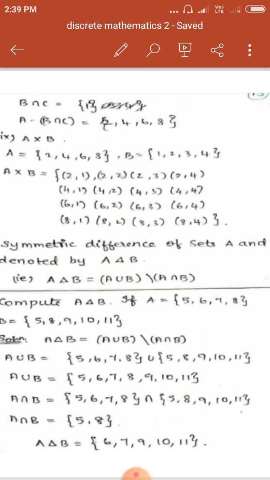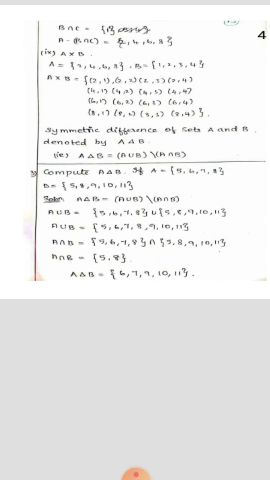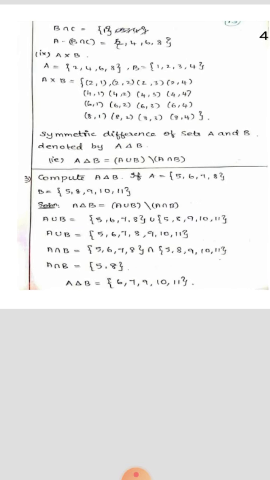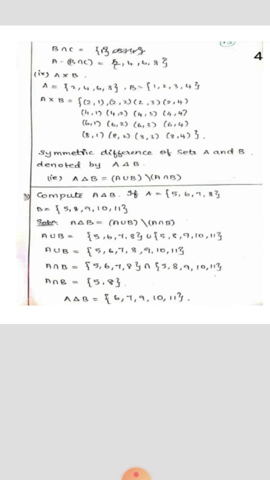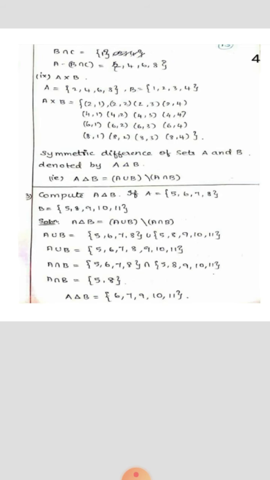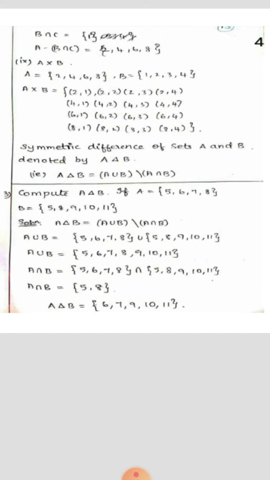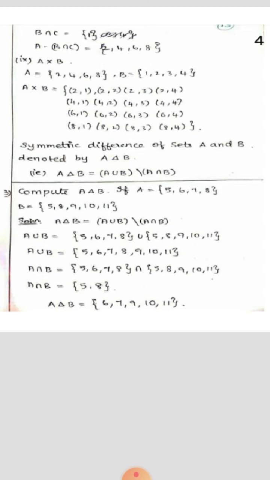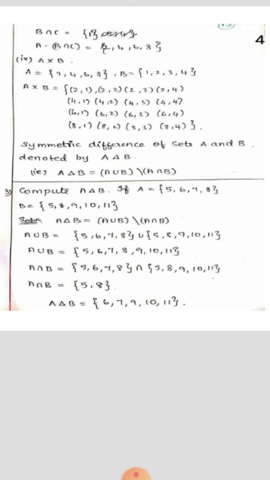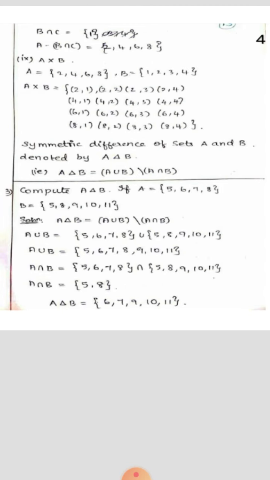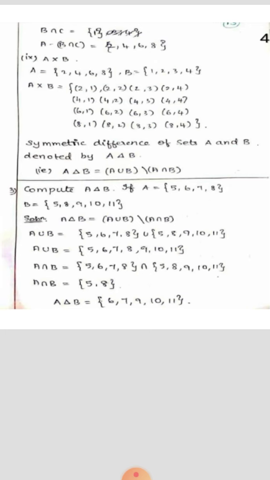Okay. Next one, symmetric difference. The symmetric difference of the sets A and B is denoted by A triangle B. The triangle symbol denotes the symmetric difference. This is not the ordinary difference, but the symmetric difference. The symmetric difference formula is A union B minus A intersection B. So A symmetric difference B is equal to A union B minus A intersection B.